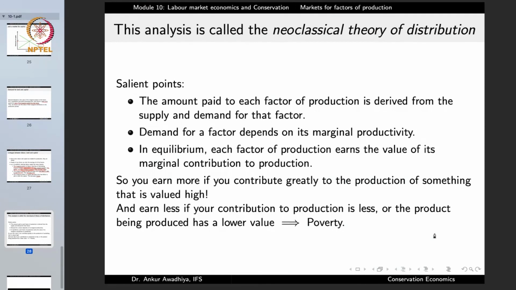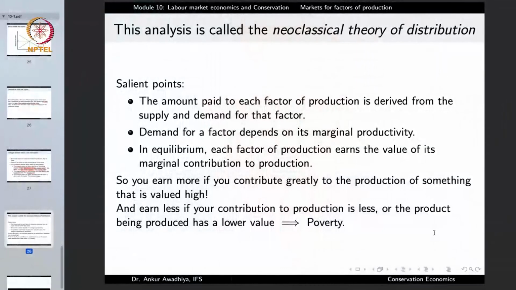So you earn more if you contribute greatly to the production of something that is valued high. Meaning that if you have a larger productivity and the product that you are making has a higher price in the market, then because you are making more of those goods that are priced higher, you will earn more. And the corollary is that a person will earn less if his or her contribution to the production is less, meaning that the productivity is less, or the product that is being produced has a lower value.